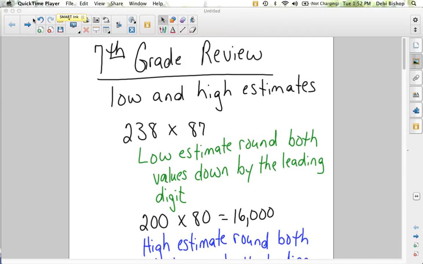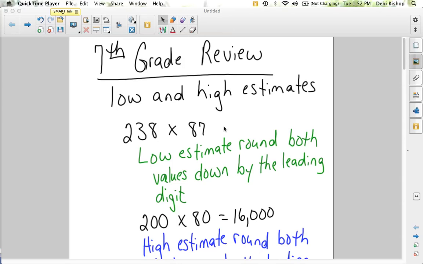Seventh grade, we are going to do a quick review of some of the concepts that you had a little bit of trouble on with the pretest. So this is just a quick review to get us ready to start the year off on a high note. We're going to first start with our low and high estimates. So we had a problem that said 238 times 87, and it said to find the low estimate and to find the high estimate of the total value.